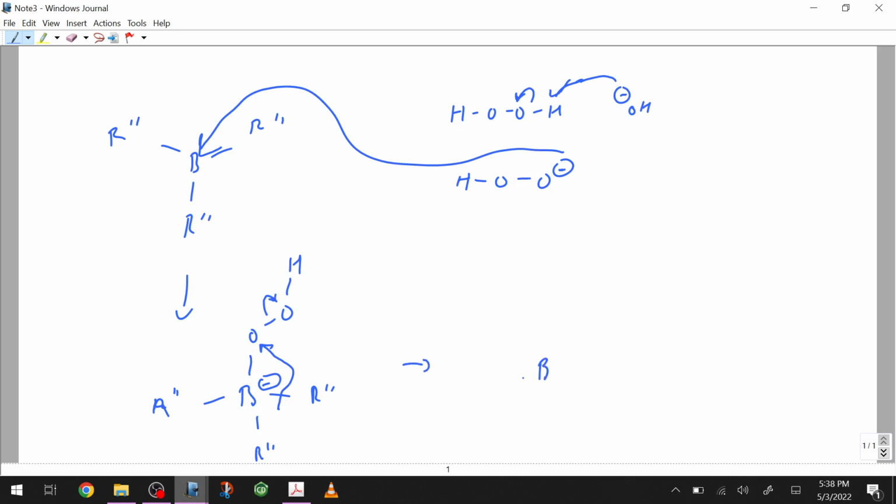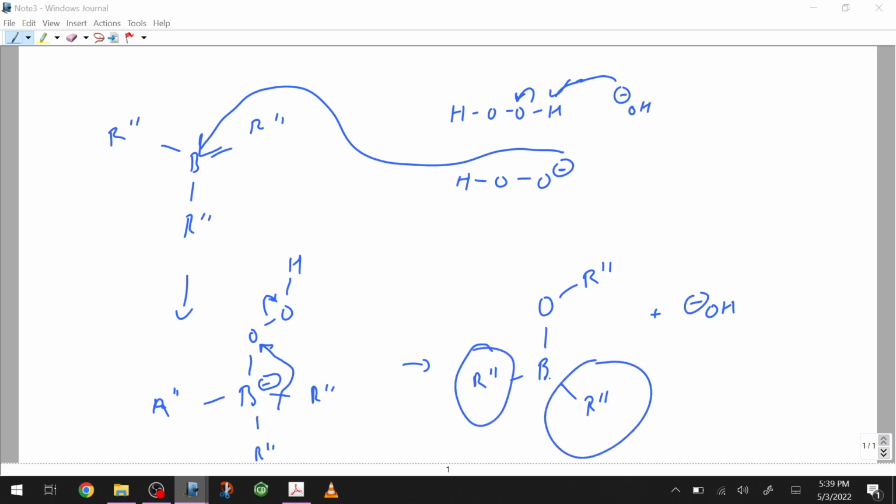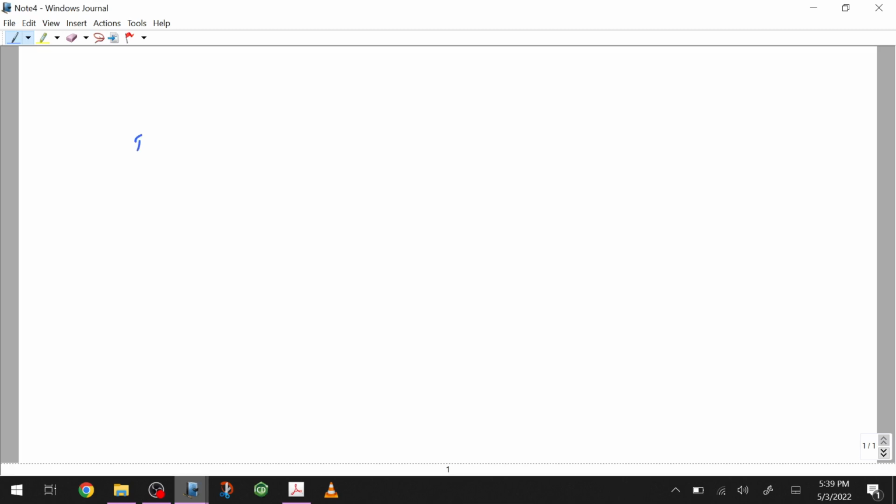The boron goes back to being neutral again. So it loses the fourth connection. Now it's back down to 3. One of those R groups is now moved one atom further away and is attached now to the oxygen, what was the hydrogen peroxide anion, the hydroperoxide anion, and I get another molecule of hydroxide as a leftover. So that, just like the hydroboration, will happen again here and happen again here.